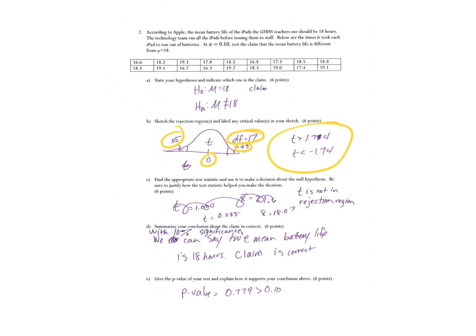At the end of the question, it says test the claim that the mean battery life is different from 18. Yeah, this is one that I'd probably be a little bit flexible on. But in theory, the claim is really Apple's claim, right? In this particular situation, I would say I worded the question a little poorly, but the initial claim is that. Always look for the initial claim.